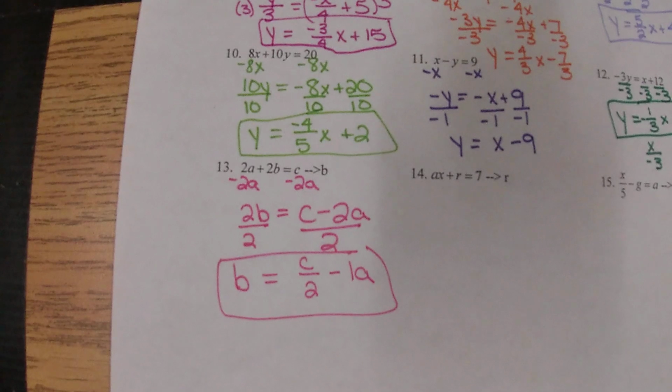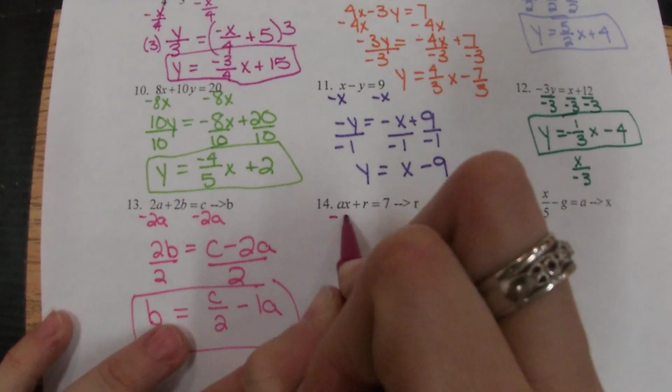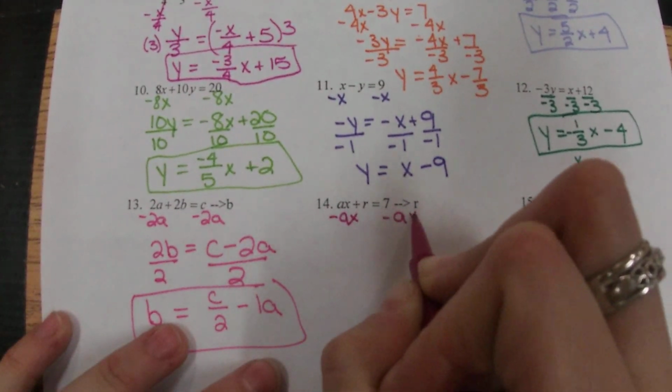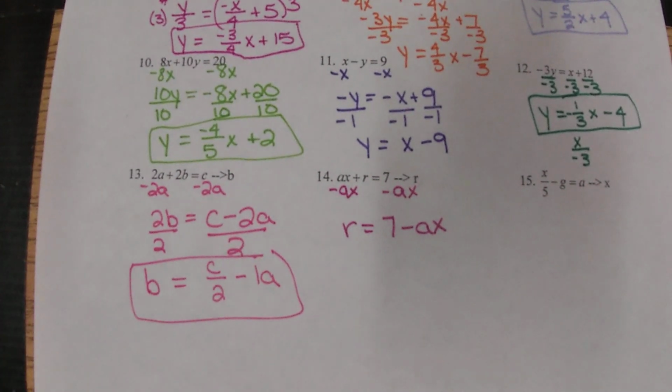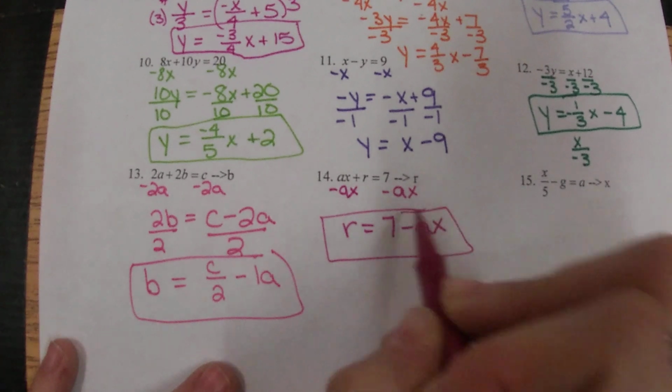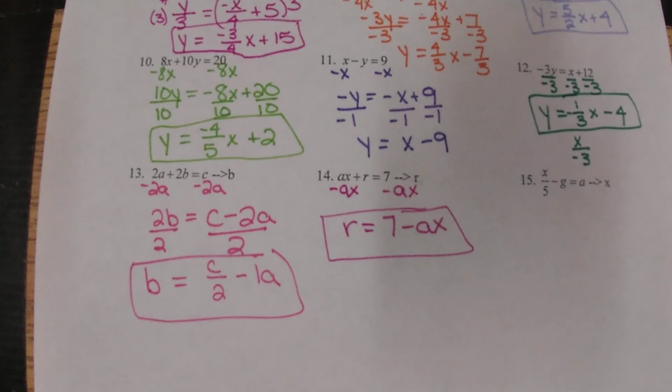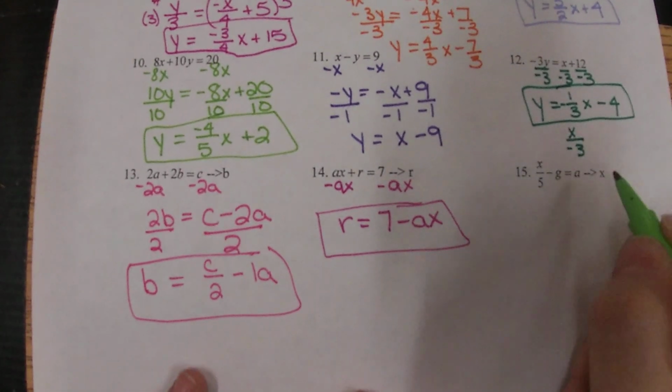Number 14, if we're solving for r, we just need to move this ax. So that all moves in one chunk. So we'll just get r equals 7 minus ax. If you wrote that as a negative ax plus 7, that would be fine as well. But again, we're not in a weird form anyways there with weird letters.